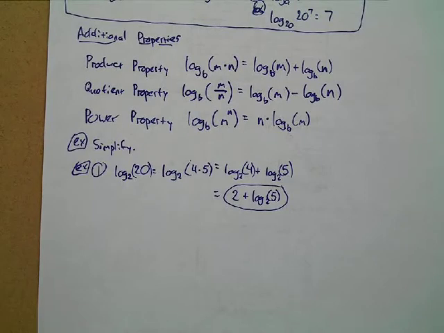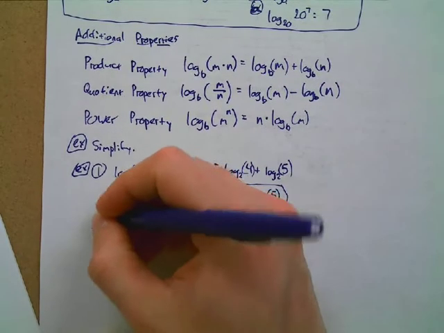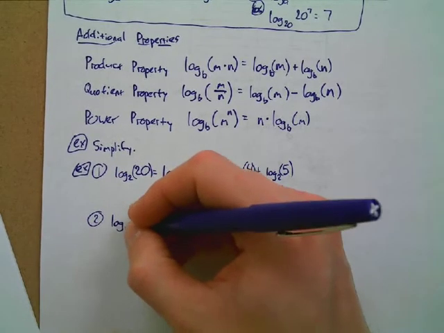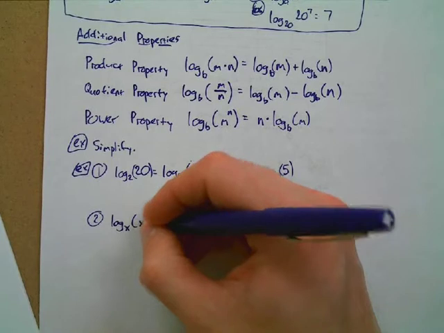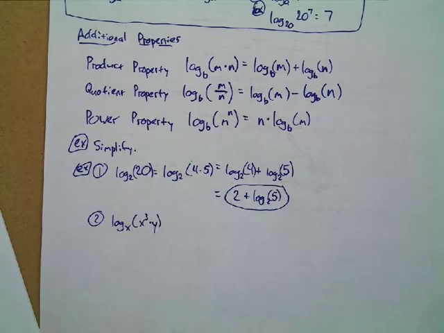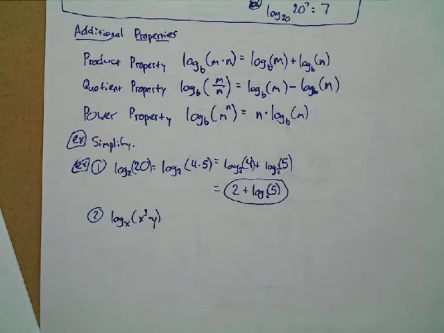No questions? All right. Then let me do one more here, and then I'll show you another one. We'll do expanding after this. Log base x of x to the third times y. So I kind of got rid of all of our numbers, and now we're dealing with variables, which are still numbers, but anyway, you get the idea.